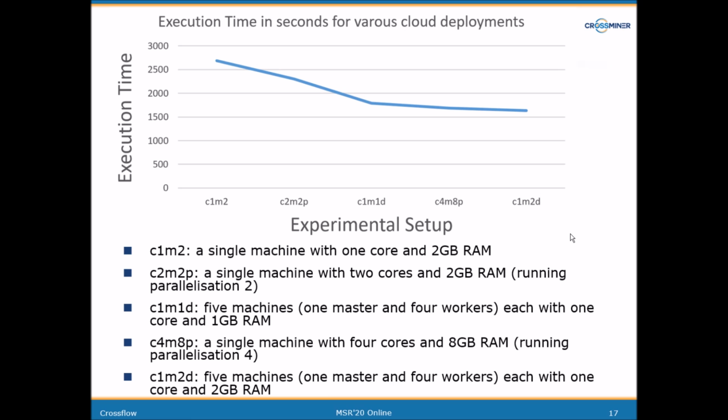Here, we see a graph of the execution time for 5 of the deployment setups. We can see that as we increase the resources available, the memory, number of cores, and number of deployment nodes, CrossFlow executes the workflow, taking progressively lower amounts of time.